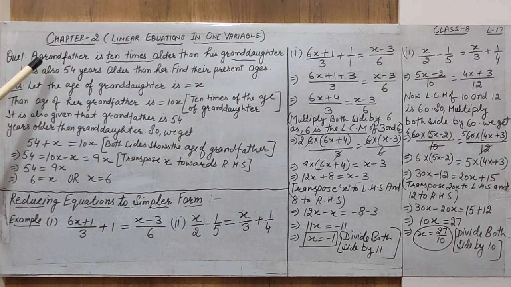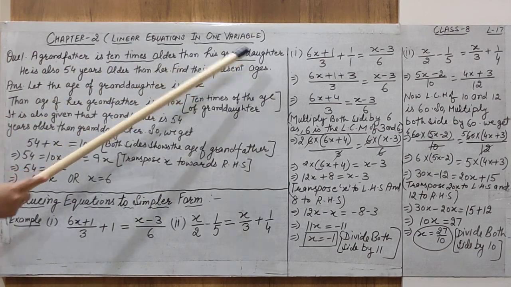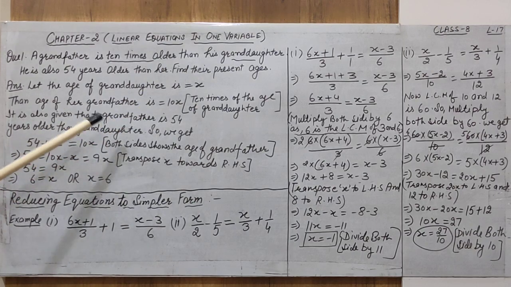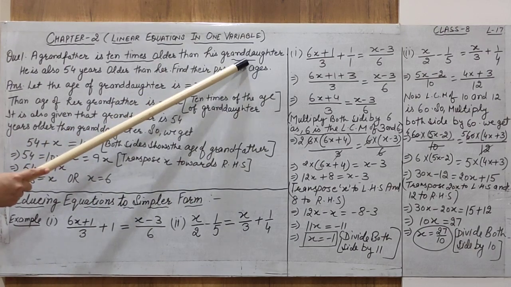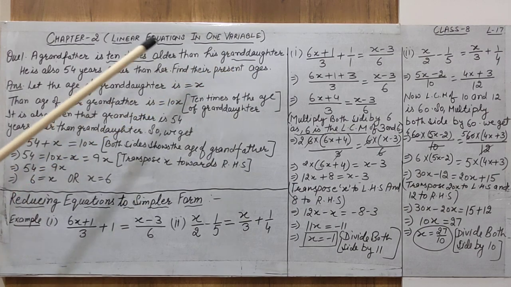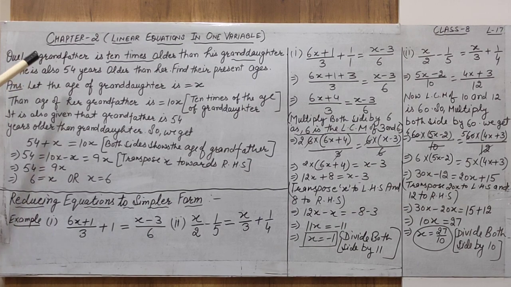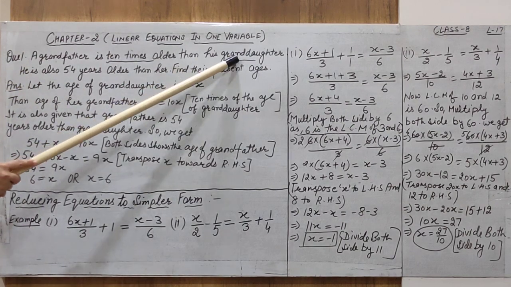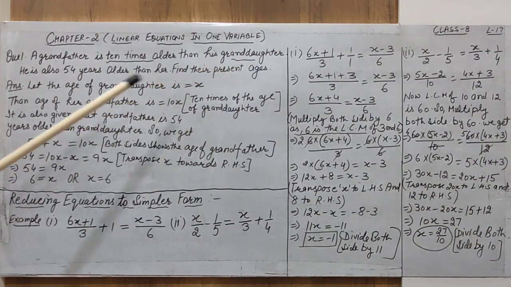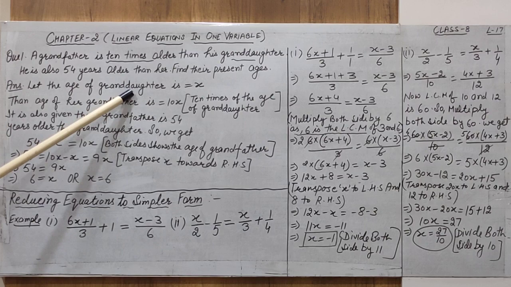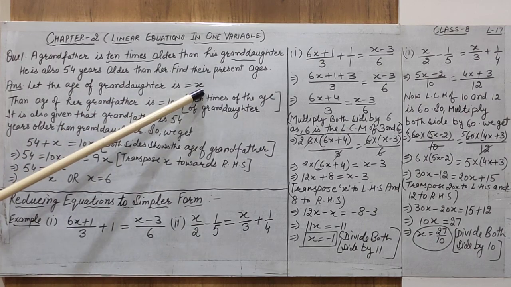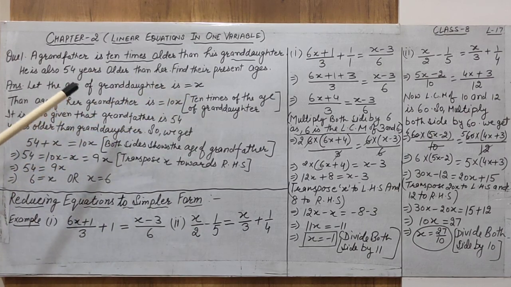You must judge whether to suppose x for grandfather age or granddaughter age. As in the first condition, grandfather age is 10 times granddaughter age. So if we know the age of granddaughter, we can easily find out the age of grandfather. So we have to suppose the age of granddaughter. That's why let the present age of granddaughter be equal to x. This we have to suppose as x.